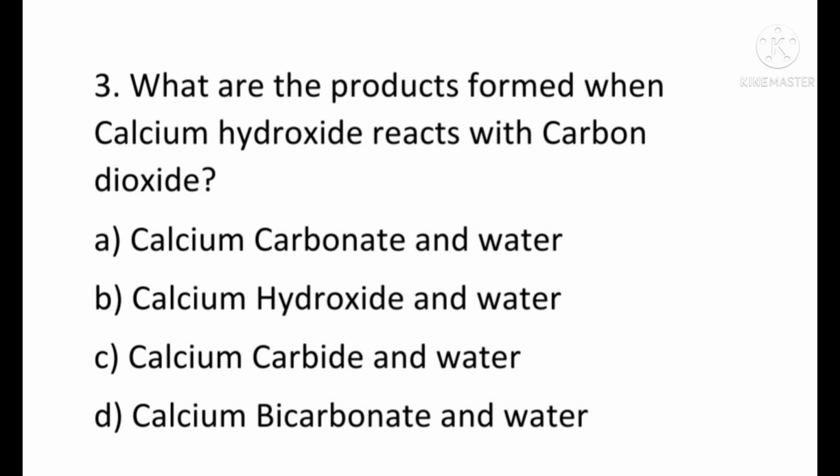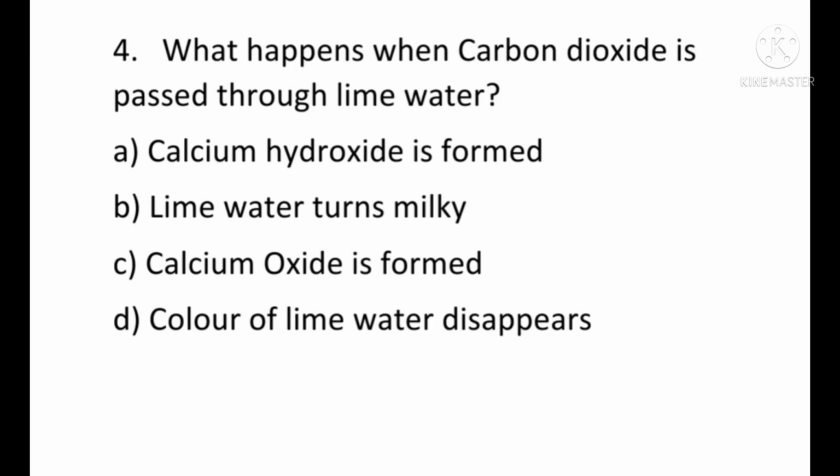Question number 3. What are the products formed when calcium hydroxide reacts with carbon dioxide? Option A. Calcium carbonate and water. Option B. Calcium hydroxide and water. Option C. Calcium carbide and water. D. Calcium bicarbonate and water. The answer is option A, calcium carbonate and water.